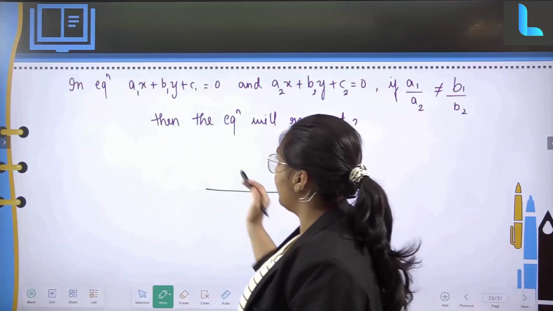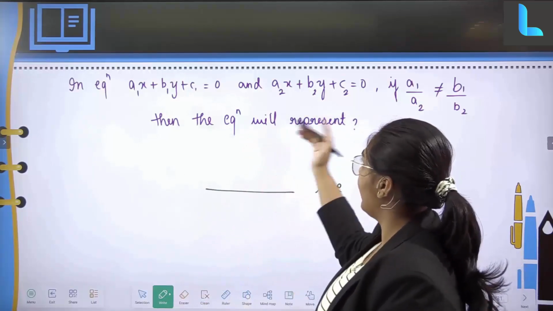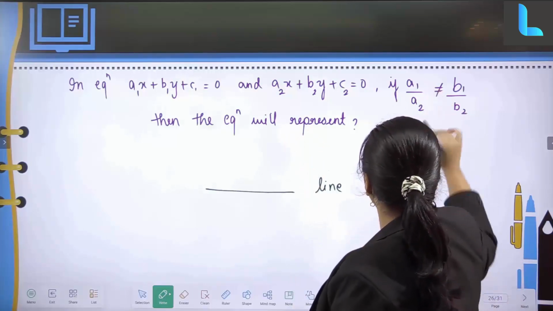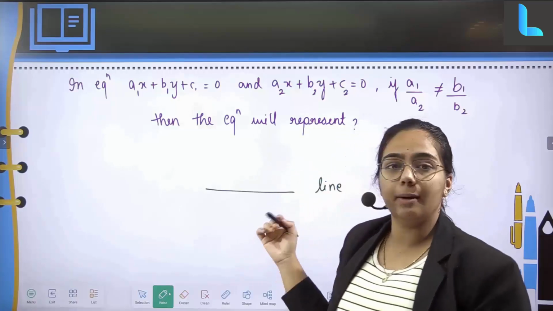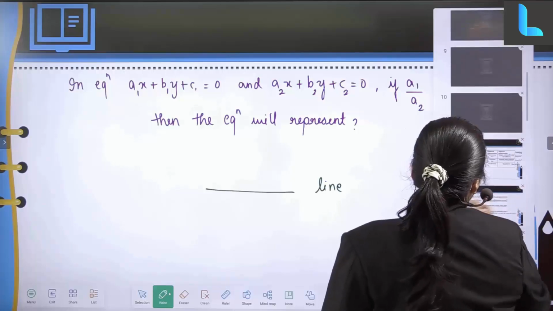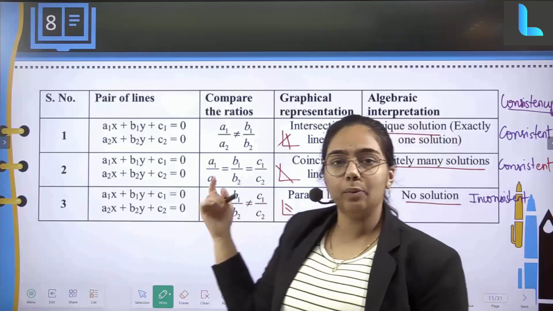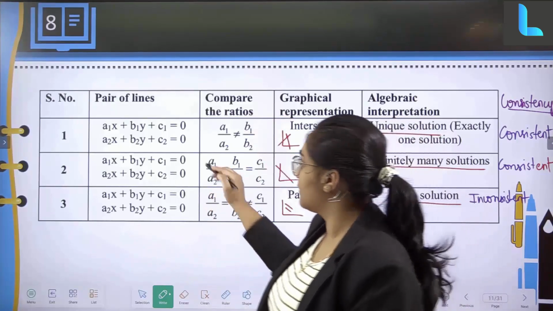Right. In the given general format equation, so equation number 1 and equation number 2, if a1 upon a2 is not equal to b1 upon b2, then the equation is going to represent what line? Go back to your chart. Only one question was given over there, but here we can solve for all the different equations.